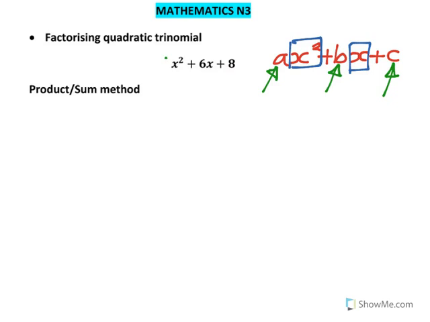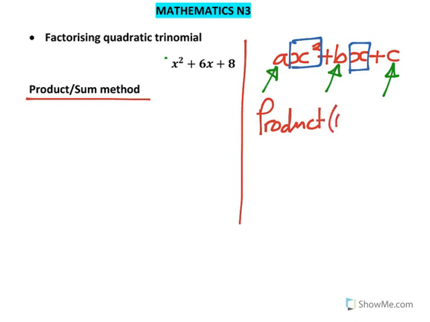Now let me introduce a method to you that will make solving these quadratic trinomials much simpler. It is called the product sum method. What is the product sum method? If I come and use my previous example of ax squared plus bx plus c, if I ask you now, what is the product? We say p, for product. Usually we use the letter p. In other places I'll be saying, what is p?